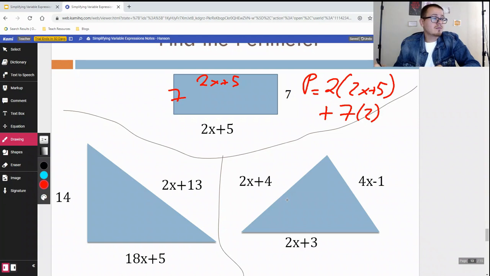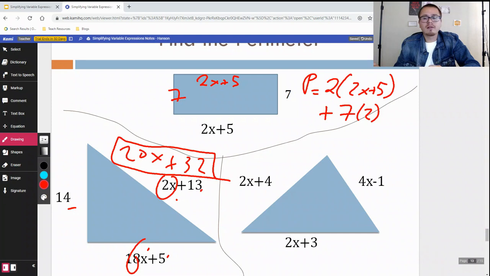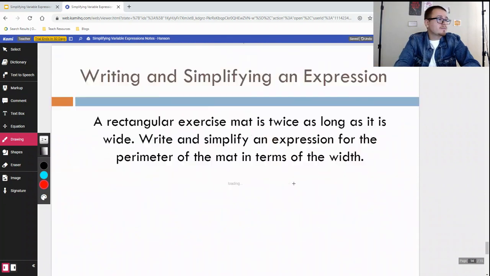Triangles, you can just add them up, add them up, add them up. So we'll add up these guys, 20x. Add up these guys, 18 plus 14 is 32. That's the perimeter. Now perimeters require units. These don't have units. These are pretty generic. So that's the perimeter of these shapes.